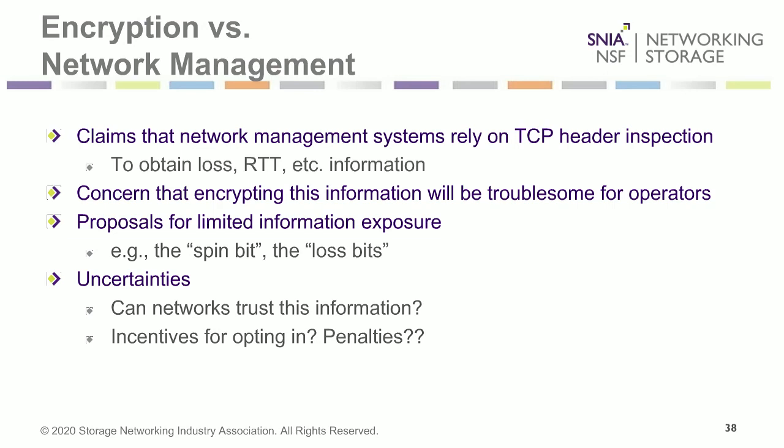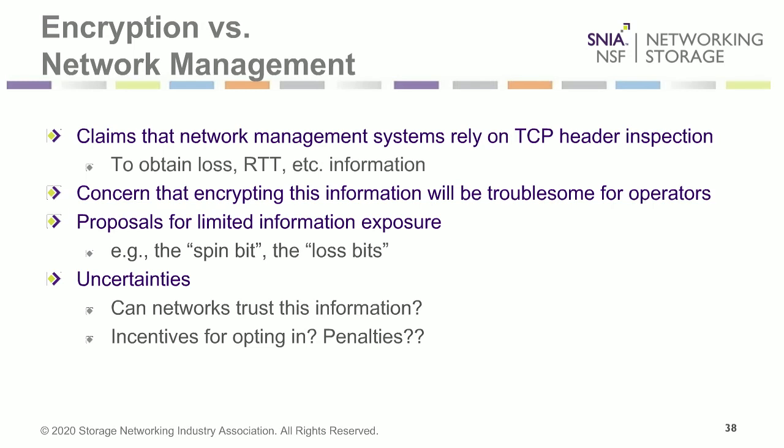There's an ongoing debate on encryption versus other topics. One is encryption versus network management, right? There's claims by a bunch of network operators that their network management systems rely on inspecting TCP header information to obtain loss information about flows and round trip times, and that helps them troubleshoot their network, right? So if they can monitor passively the loss rates and the round trip times, they can know whether something's wrong in their network. And encrypting that information like QUIC does will be troublesome, right? And there's some proposals for how we could extend QUIC to carefully signal very limited bits of information to the network for that reason. But there's a lot of uncertainty here, right?